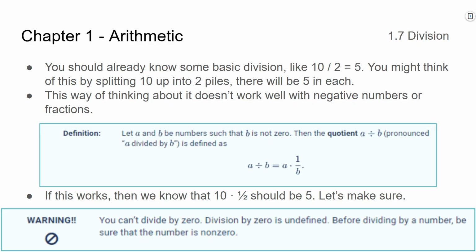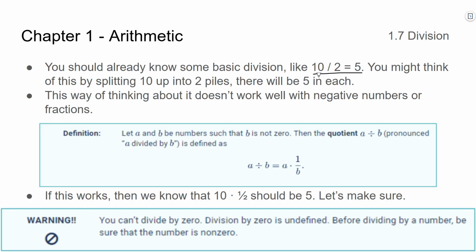So this is going to be on division, and kind of like subtraction, we're going to change the way we think of division a little bit. You should already know some basic division. So like this example right here, 10 divided by 2 is 5. You should know that. And you probably were taught how to think of division as splitting things up into buckets or piles or things like that.